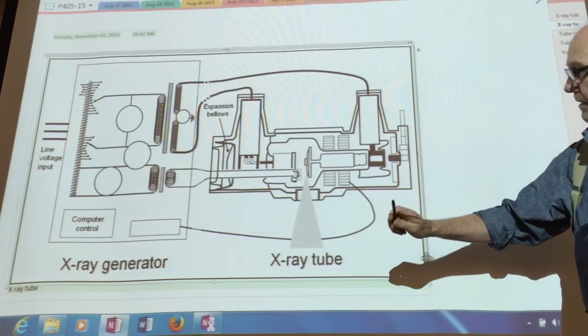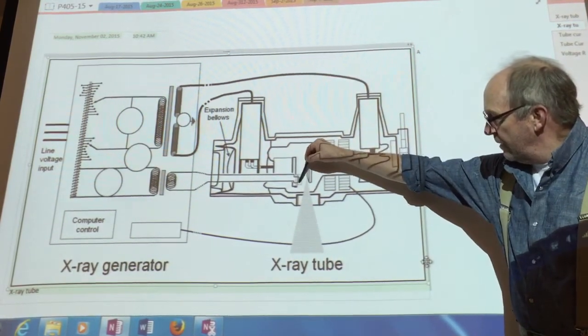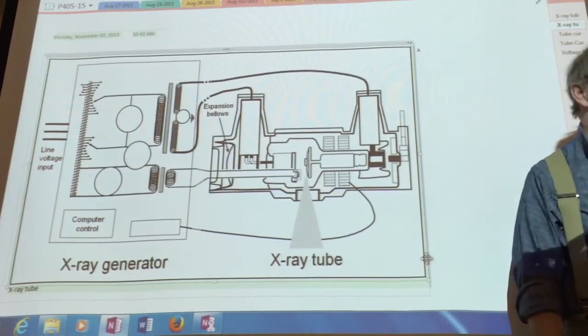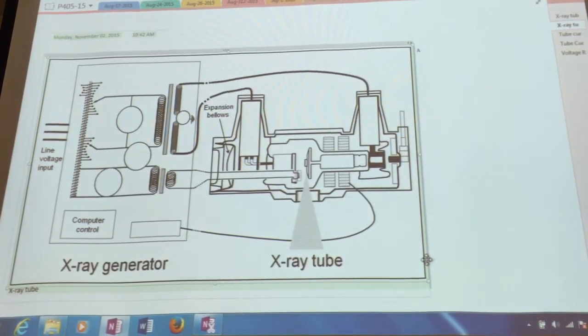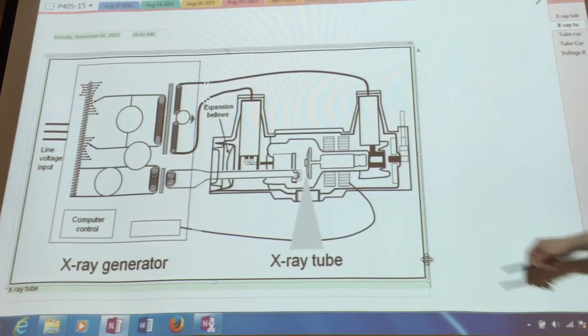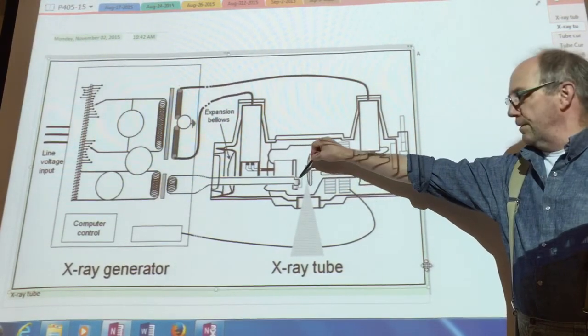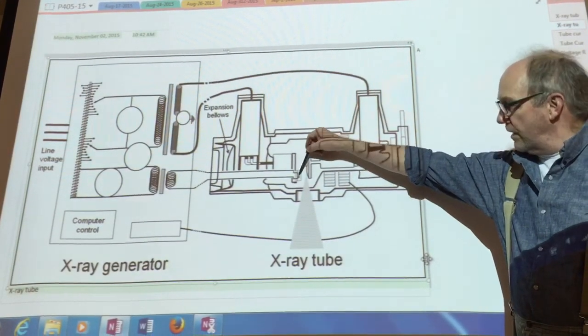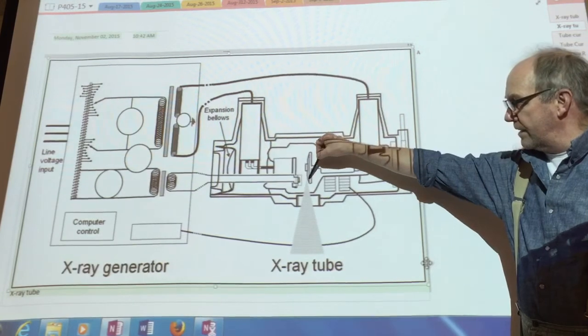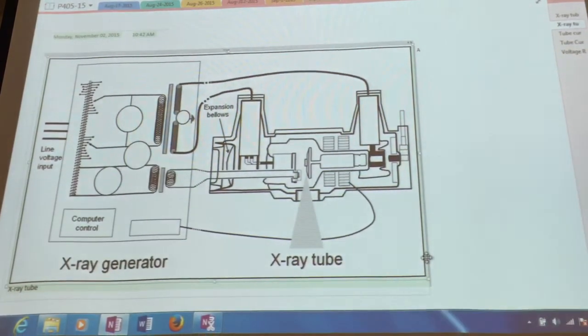The next thing we're interested in is this little thing here that is at the cathode. What's right in front of the cathode? The filament. And what does the filament do for us? Gives us electrons. So the electrons are coming off of here and they're being accelerated across that gap. So far, so good?